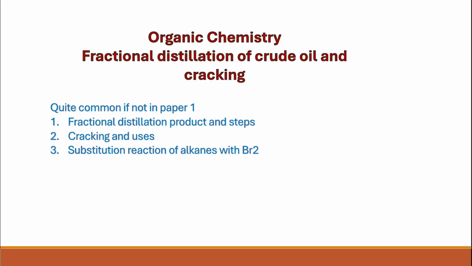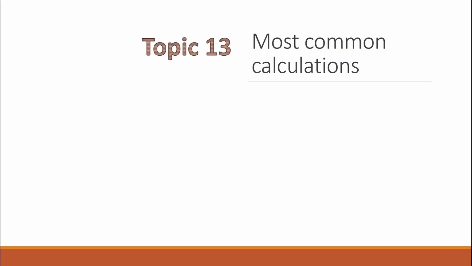So fractional distillation products and steps: how to do the fractional distillation, the different products, their uses, and all of that. The cracking: conditions of the catalytic cracking and the uses of the cracking products. Substitution reaction of alkanes with bromine under UV light, to give the halogenoalkane and to give the hydrogen bromide. So these questions come in paper two if they were not in paper one.